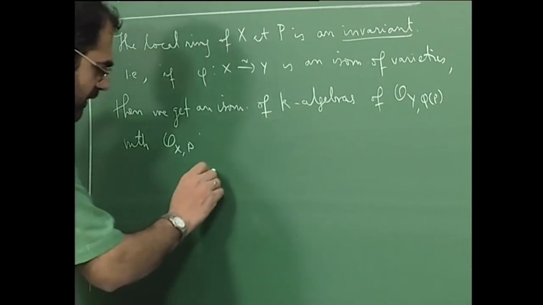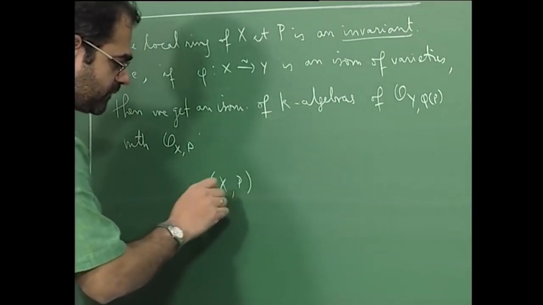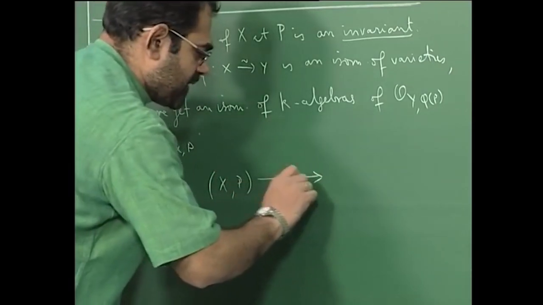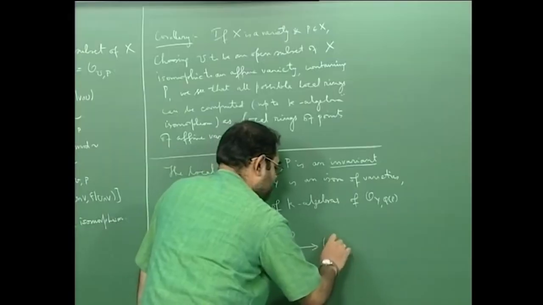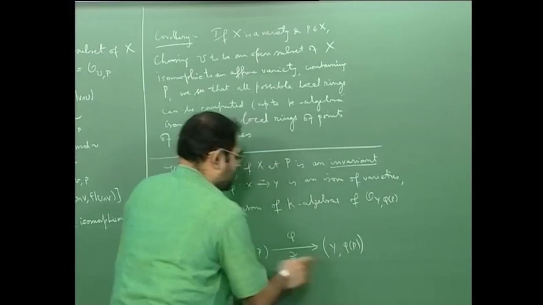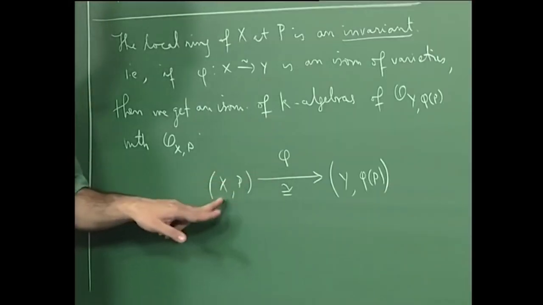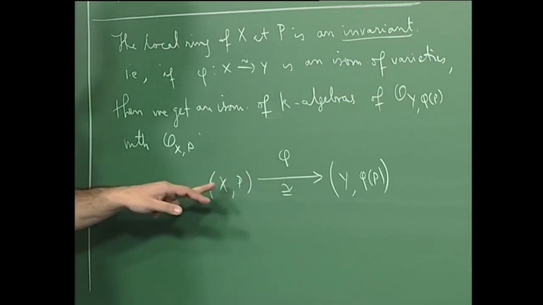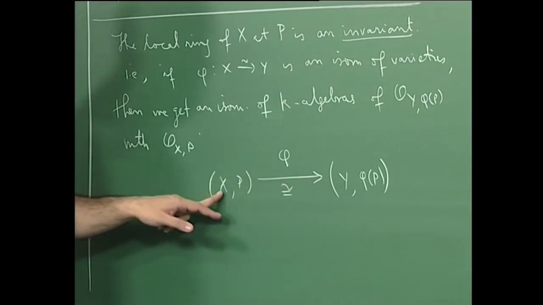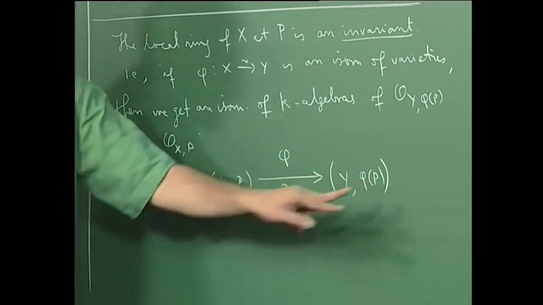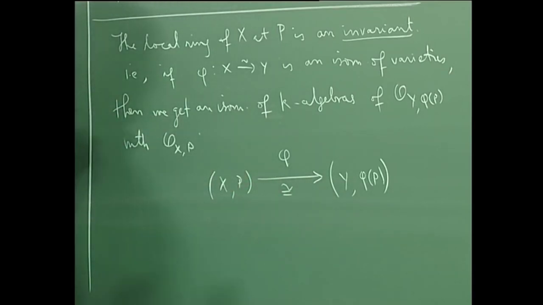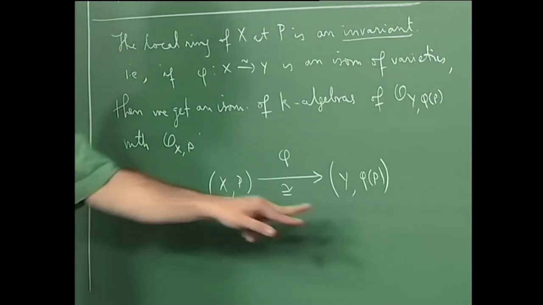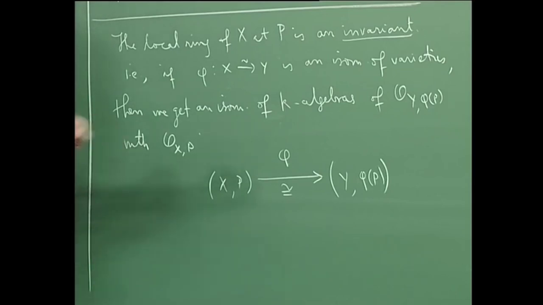So the situation is that you have X comma P. This is called a pointed variety. That's a variety with a point. And you have this map phi, which is an isomorphism that carries X comma P to Y comma phi P. So when I write a pair like this, it's a variety and a point on it. And the map is not supposed to just respect the variety, to go from this variety to that variety, but it's also supposed to take this point to that point, which is what it does. And the point is that the local ring of X at P will be isomorphic to the local ring of Y at phi P because of this isomorphism.